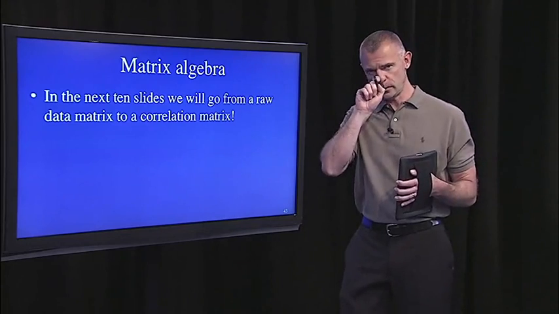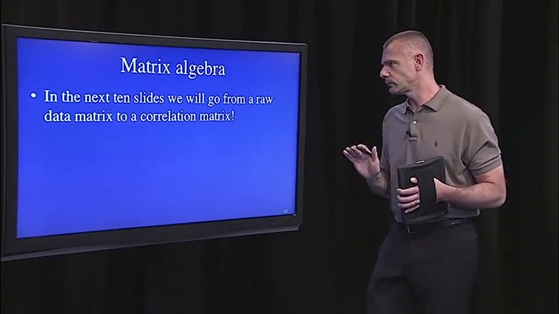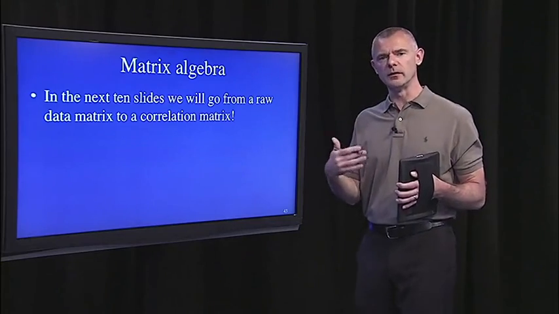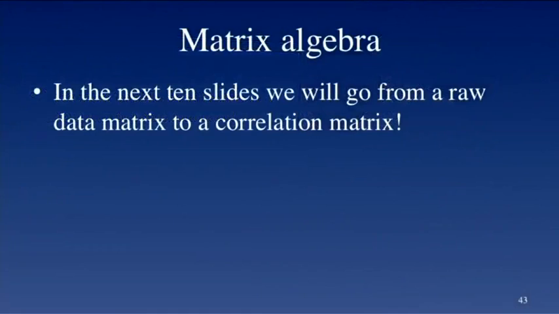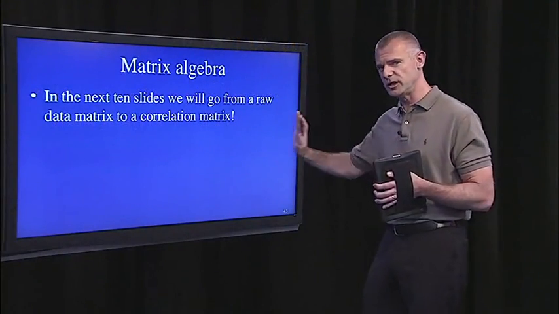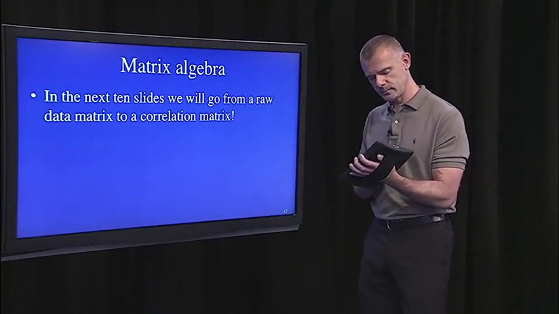To give you a glimpse of that, we'll practice some of this matrix algebra right now in going from what I'll call a raw data matrix to a correlation matrix in just 10 steps. That's it, 10 steps. And then we're done with this intro to matrix algebra.